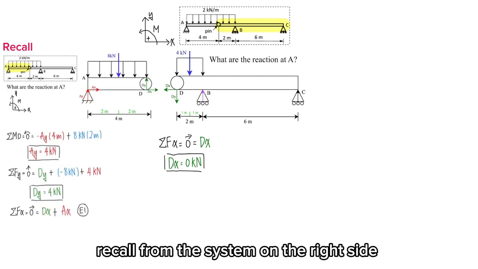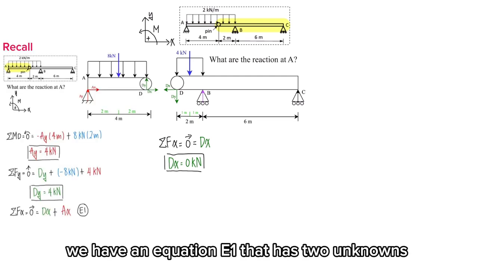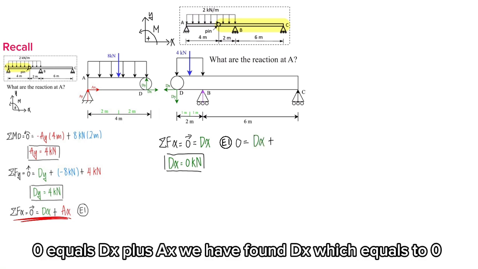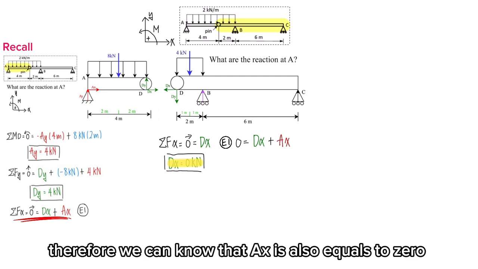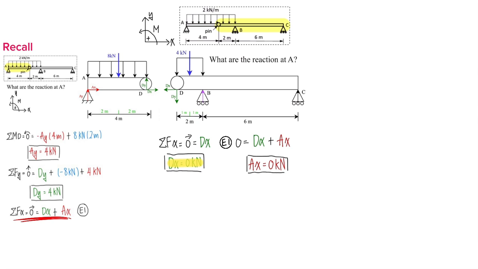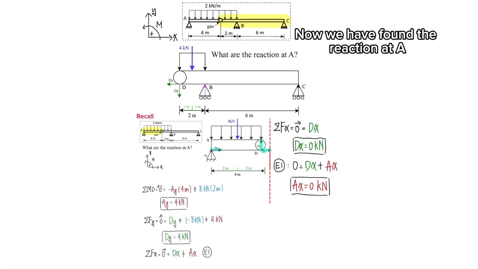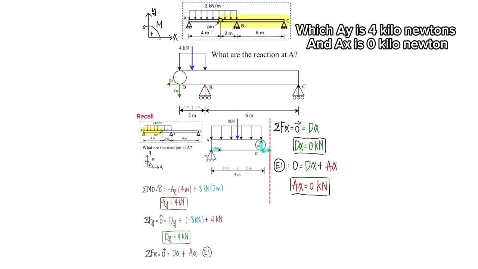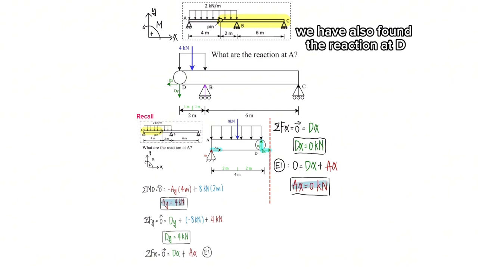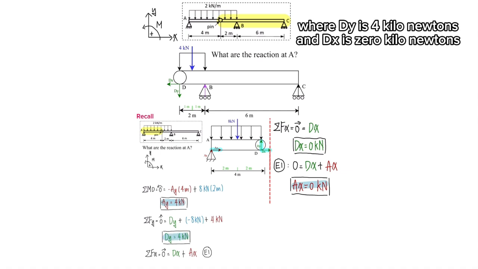Recall from the system on the left side, we have an equation E1 that has 2 unknowns: 0 equals DX plus AX. We have found DX, which equals 0. Therefore, we know that AX is also equal to 0. Now, we have found the reaction at A, where AY is 4 kilonewtons and AX is 0 kilonewtons. We have also found the reaction at D, where DY is 4 kilonewtons and DX is 0 kilonewtons.